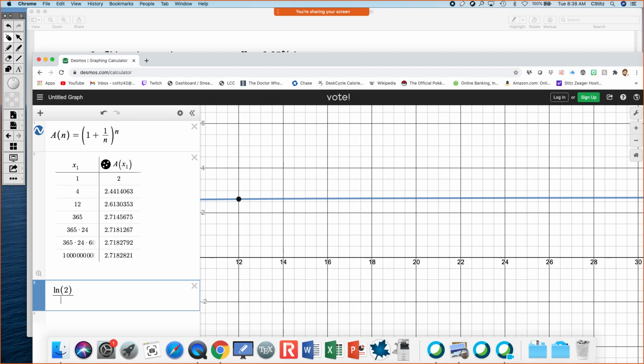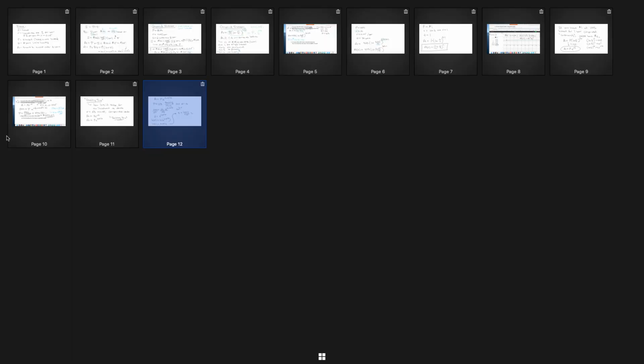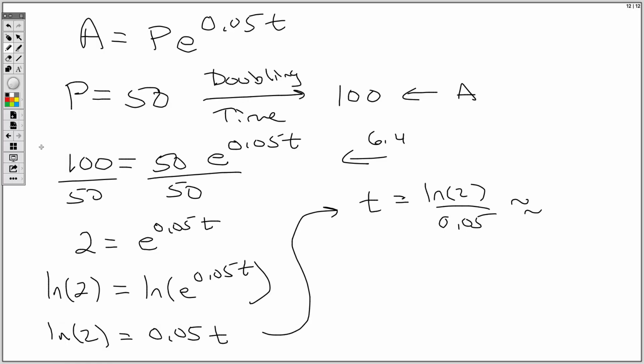Natural log of 2 divided by 0.05. Roughly 13.86. So roughly 13.86, and these are years. Okay? So the doubling time to go from $50 to $100 would be roughly 13.86 years.